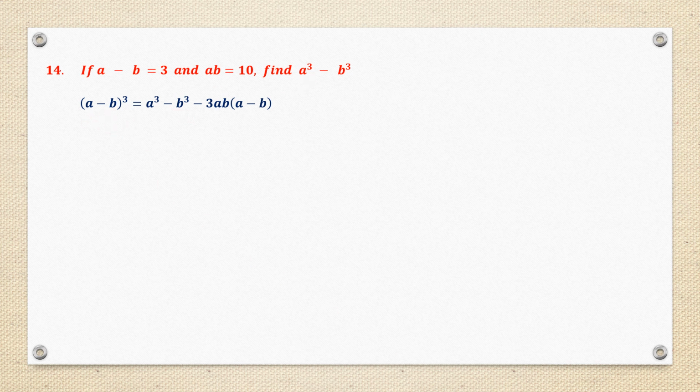Now let's substitute wherever we can. Now a minus b is given to us in the question as 3. So this is 3 cube is equal to a cube minus b cube. This is what we need to find out. We've been asked to find out this in the question. Apply this formula minus 3ab. Now ab means into ab into a minus b.